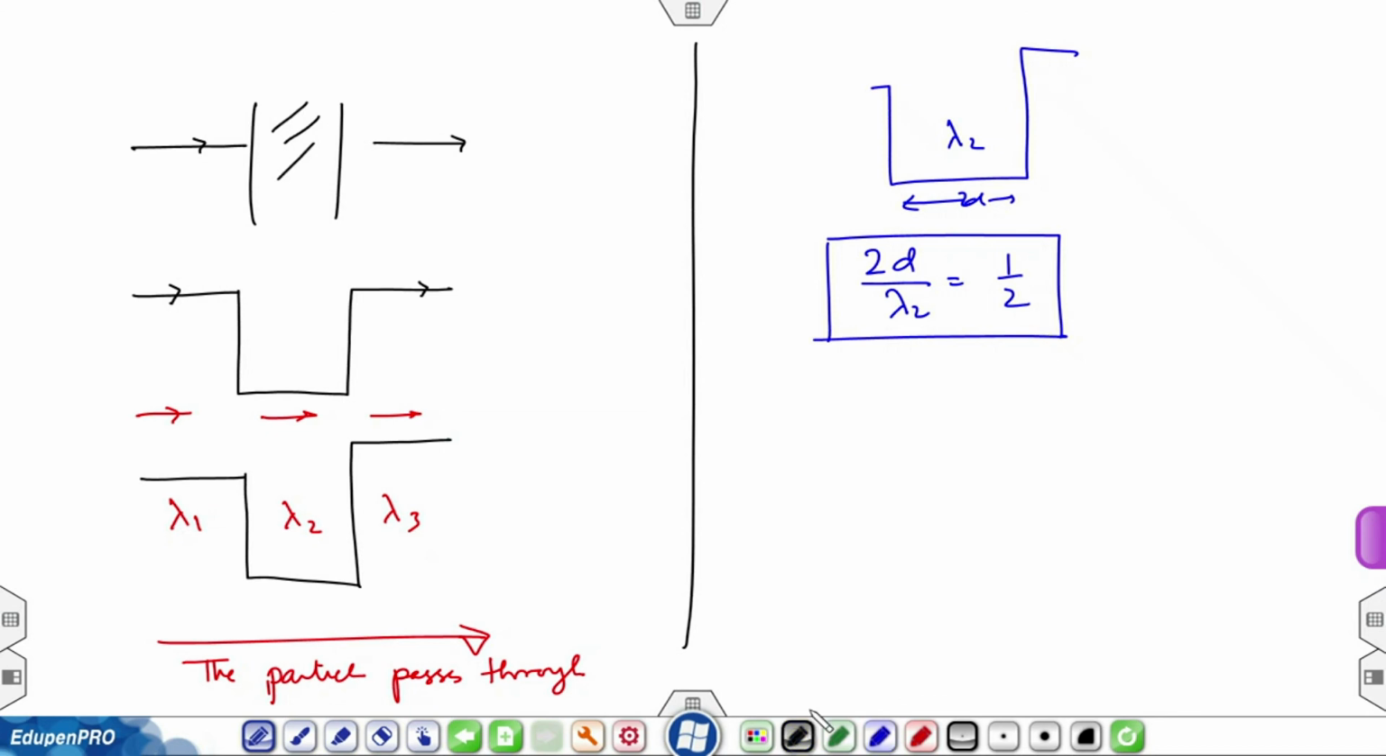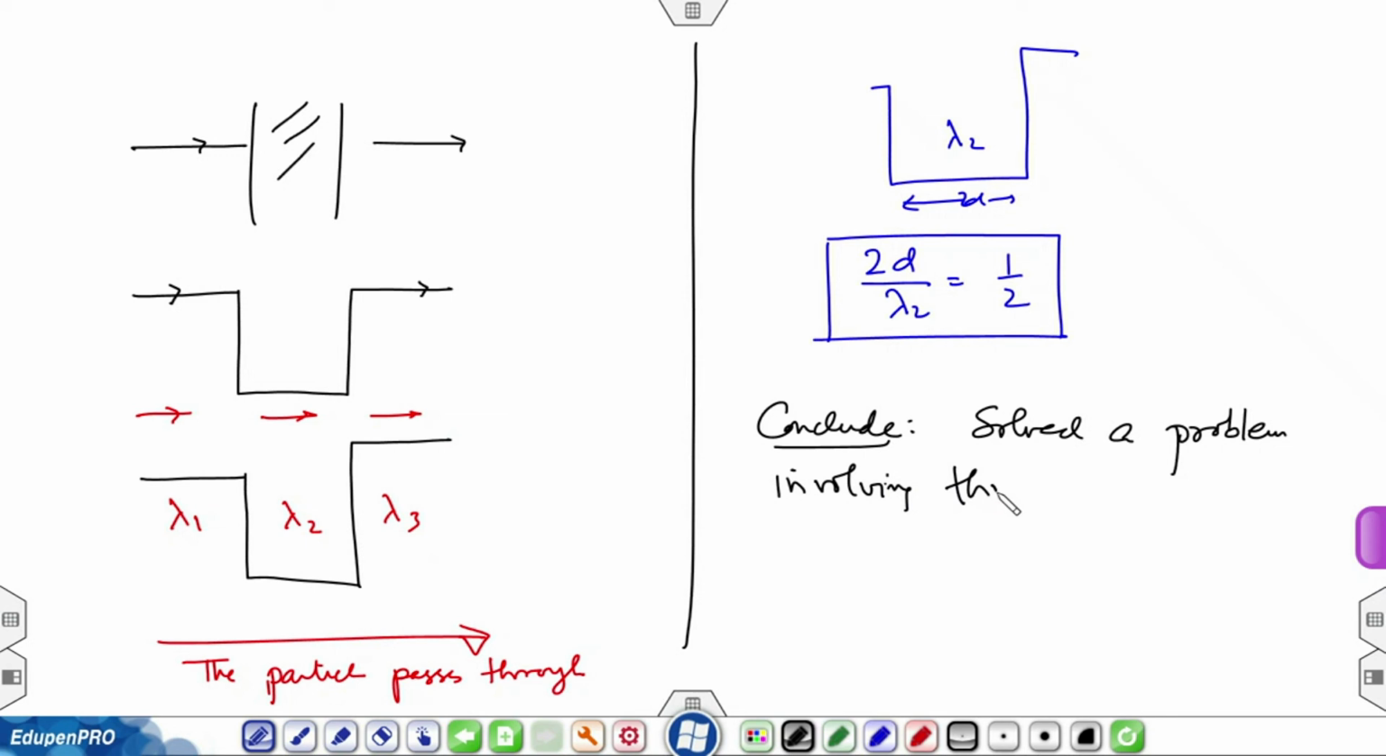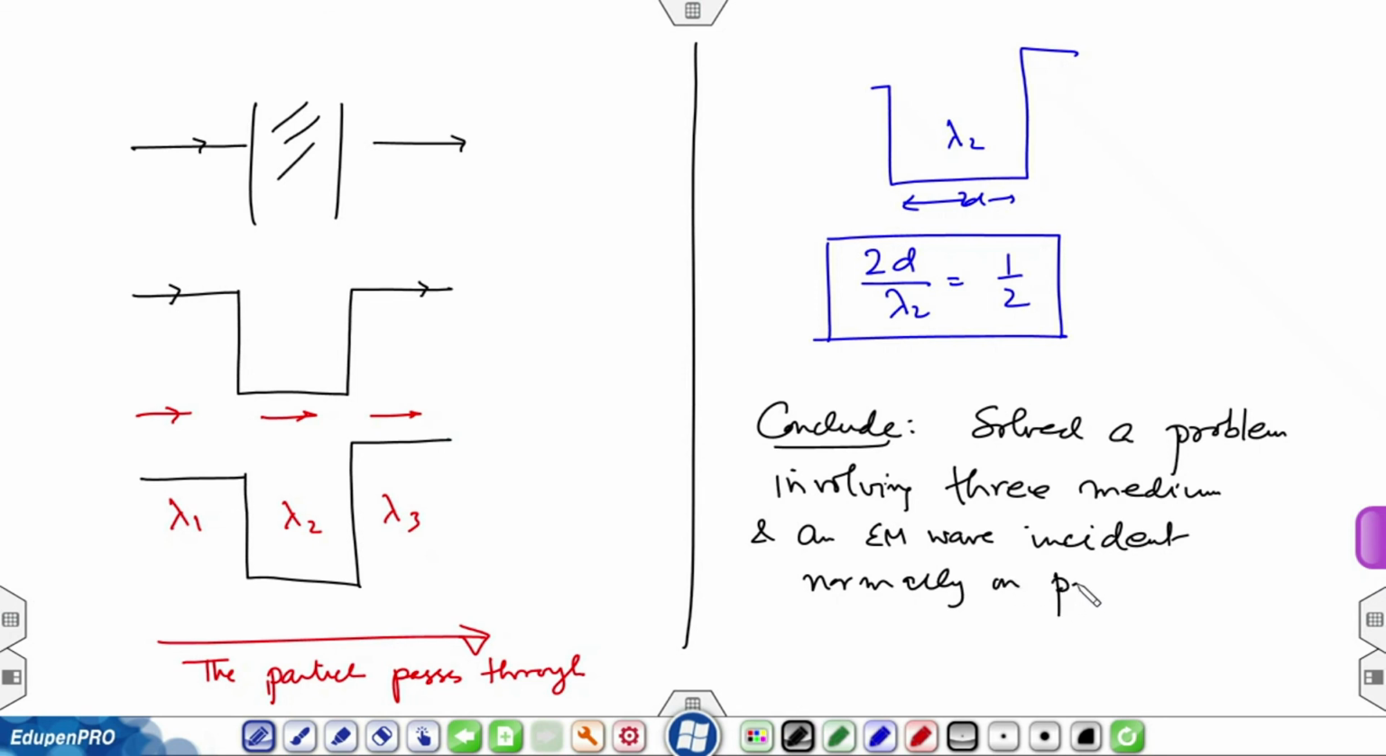So, just conclude this lecture here by saying that we have solved a problem involving 3 media and an EM wave incident normally on their parallel interfaces.